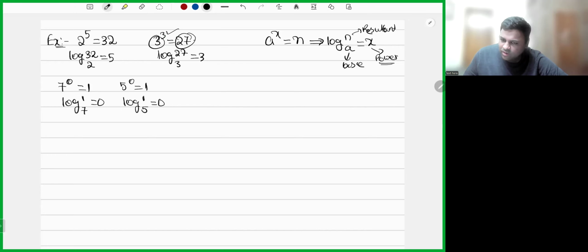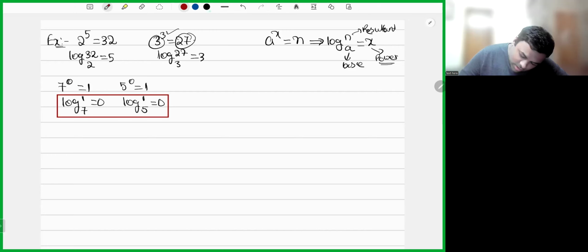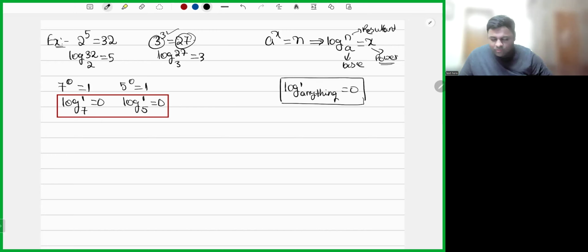So can you see here, my dear friends, I can develop a property. What's the property, sir? Log 1 to the base anything will be equal to 0. I hope it's clear how to convert a value into log. Simply, any value that is given, write it in terms of logarithm: log resultant to the base is equal to power. Next step, let's proceed further.